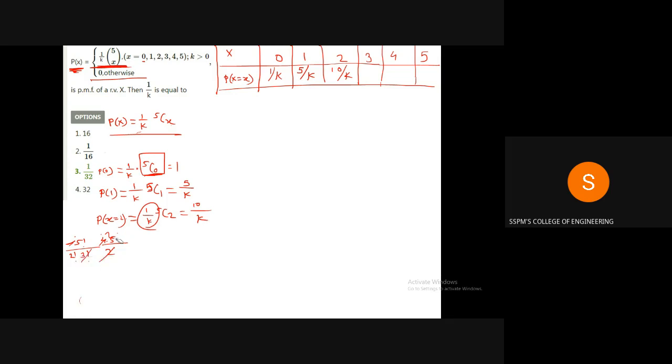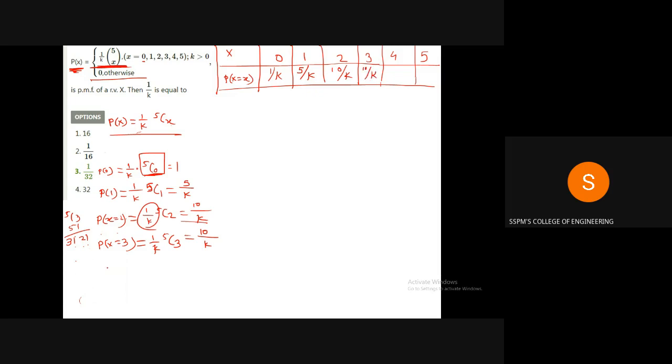Now we will calculate probability for x is equal to 3. That is the next term. So probability of x is equal to 3 is 1 by k, 5C3. How can we calculate 5C3? 5C3 is 5 factorial divided by 3 factorial times 2 factorial, that is 5 minus 3 factorial, 2 factorial, which is very similar to this value. So we have 10 divided by k. So again we will write 10 divided by k.